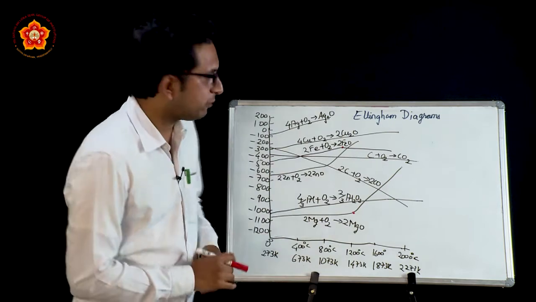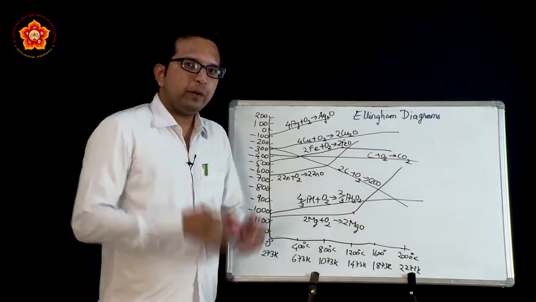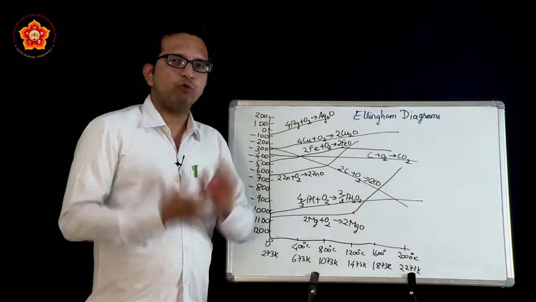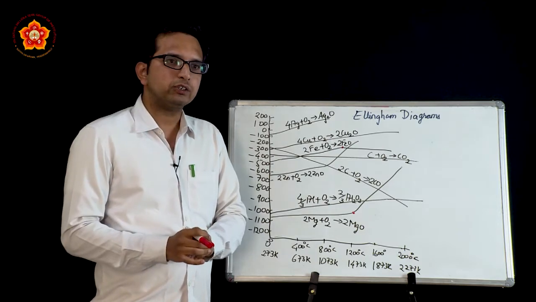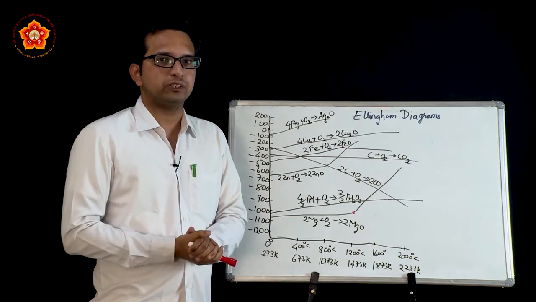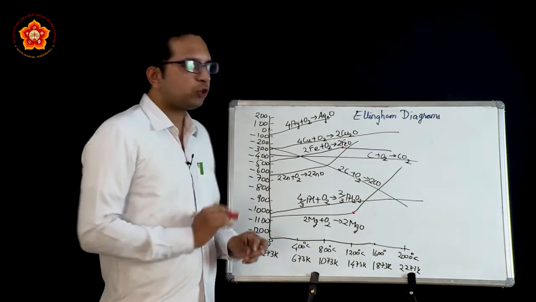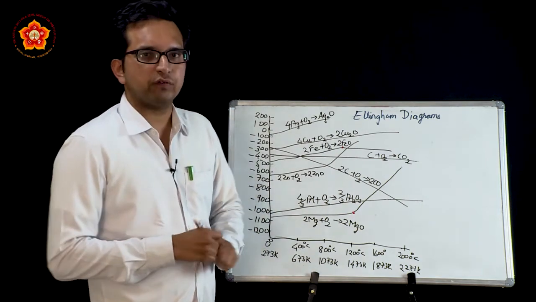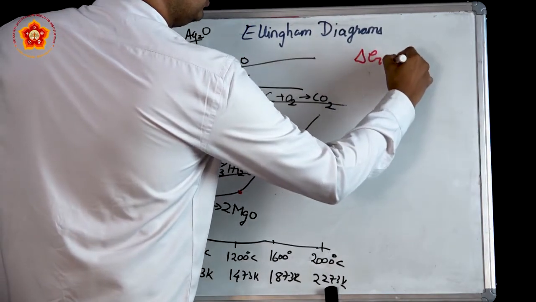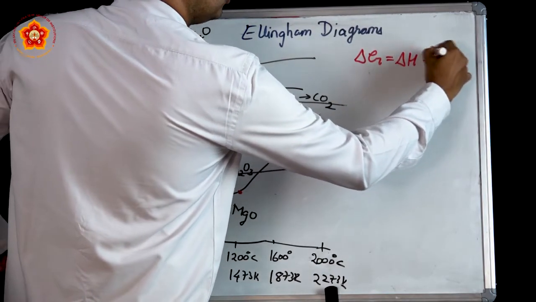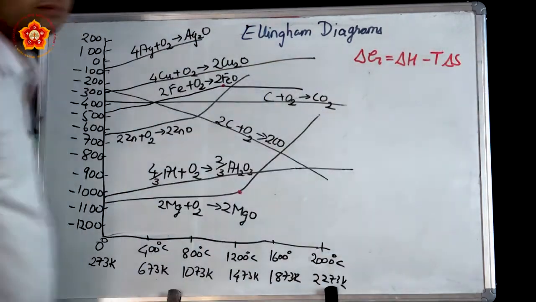So a scientist named Ellingham made a lot of reactions, worked a lot, and found out the energy components of each reaction that is present. If we go back to our explanations of the previous topic, we had this formula: delta G is equal to delta H minus T delta S.